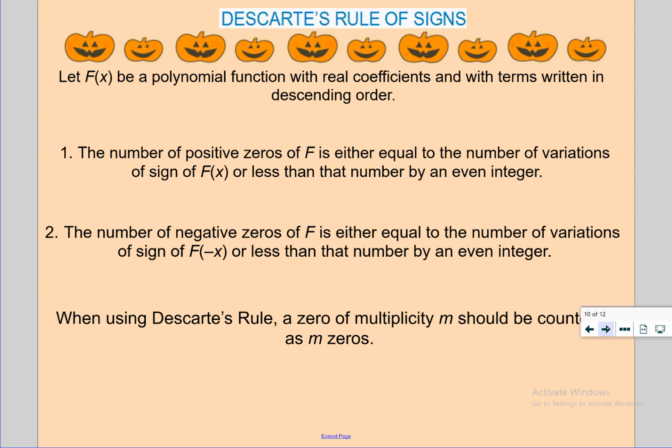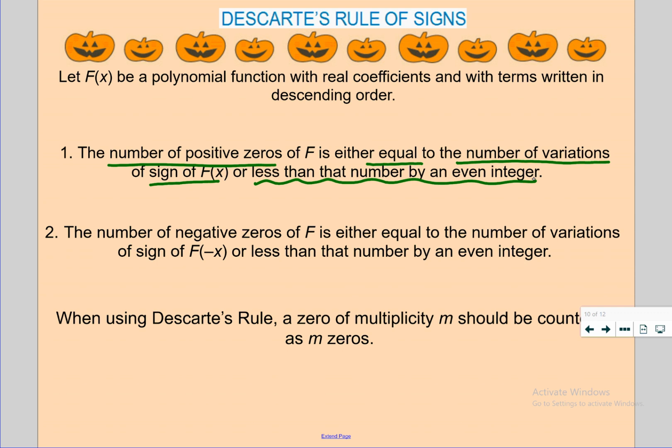Okay. So this is called Descartes' rule of signs. This theorem was more so used back in the day before people had graphing calculators to figure out how many zeros we could potentially have that were real, were x-intercepts, okay? So there are two parts to this theorem. The first part of this theorem says the number of positive zeros, okay? So that means guys that are on the right side of the x-axis, positive numbers, is equal to the number of variations of sign or less than that by an even integer.